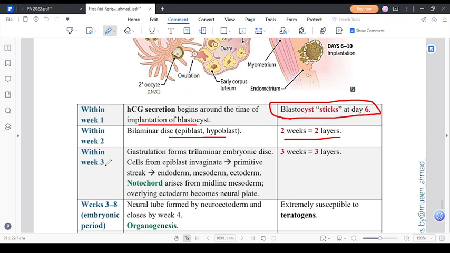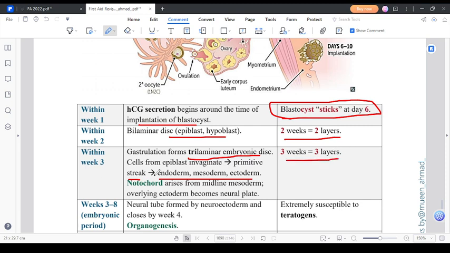Within week 3, gastrulation forms the trilaminar embryonic disc. Cells from the epiblast invaginate. They will form the primitive streak: endoderm, mesoderm, and ectoderm. The notochord arises from the midline mesoderm. The overlying ectoderm becomes the neural plate. So 3 weeks is equal to 3 layers.